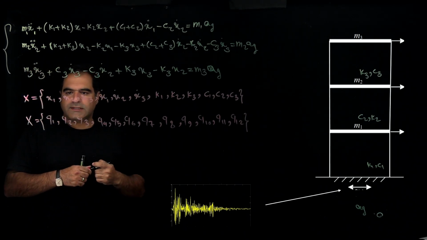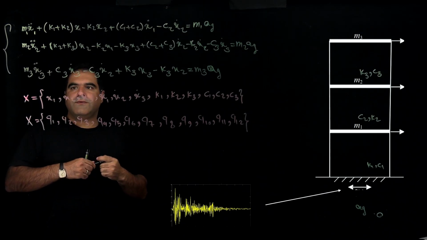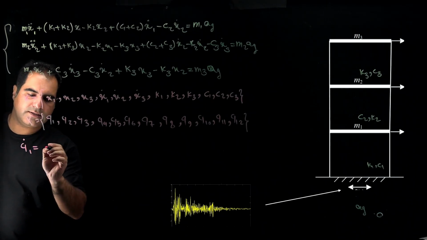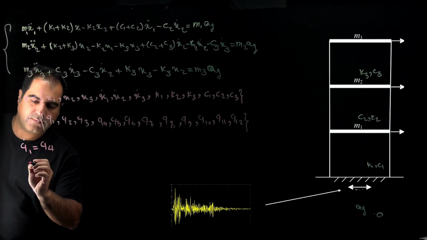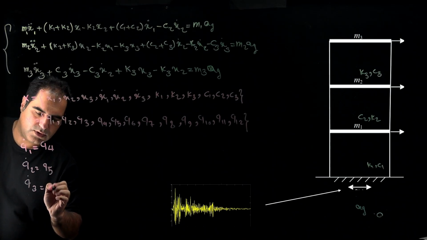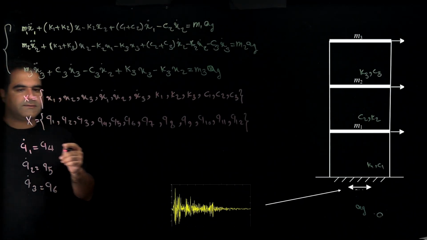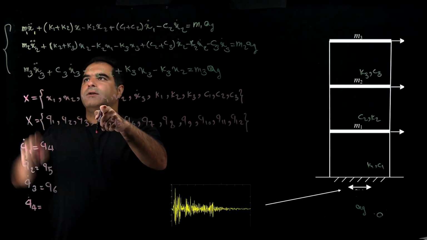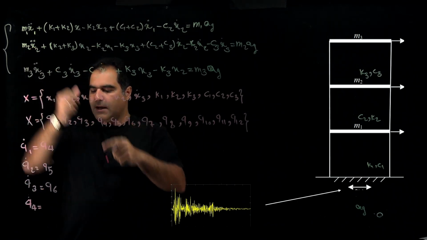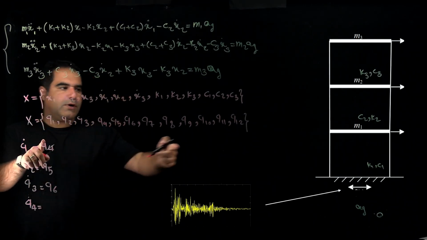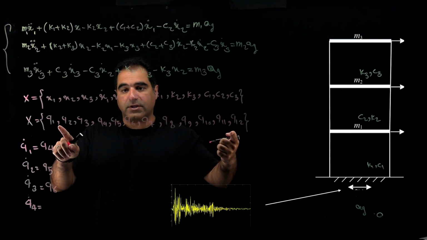To write the equations in the state space form, we say, for example, Q dot 1 is equal to Q4, Q dot 2 is equal to Q5, Q dot 3 is equal to Q6. Then to find Q dot 4, Q dot 4 is equal to x double dot 1, for which we have to use this equation. Then I'm going to write this equation as a function of Q. I'm going to write all the parameters I'm interested in identifying and estimating.